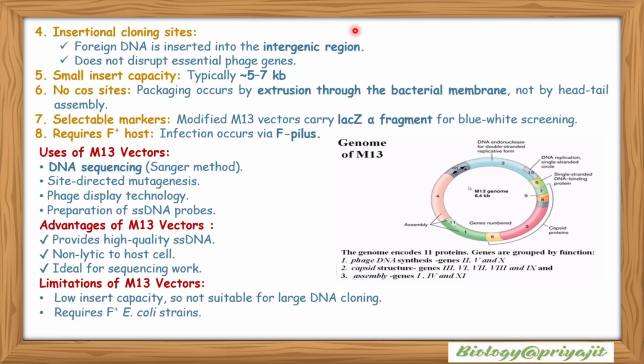What are the limitations of M13 vectors? It has low insert capacity. It is not suitable for large DNA cloning. It requires F plus E. coli strains. So this is the genome of M13 phage.